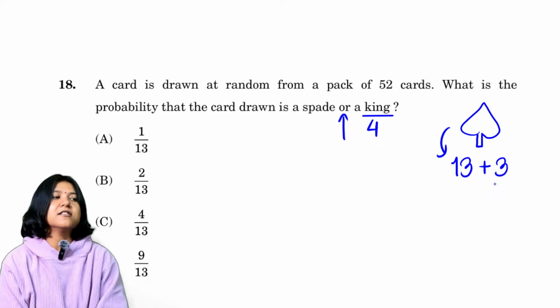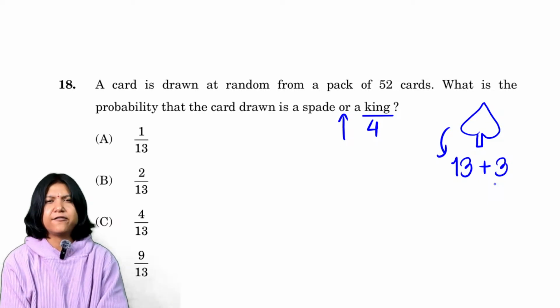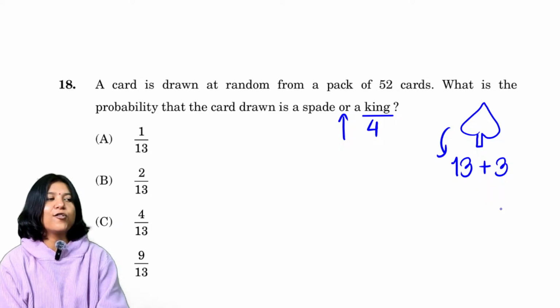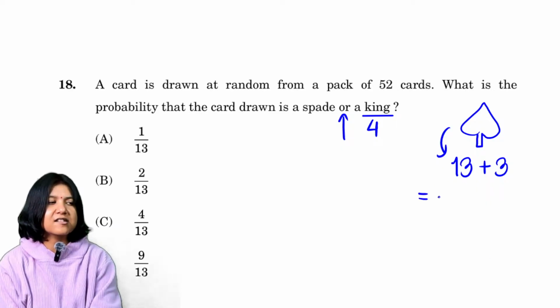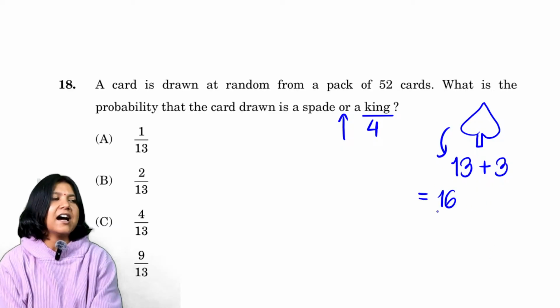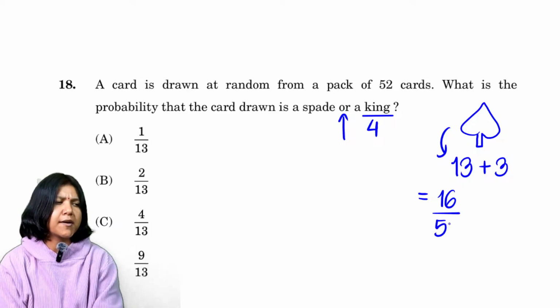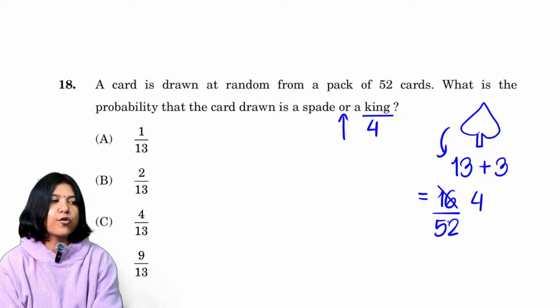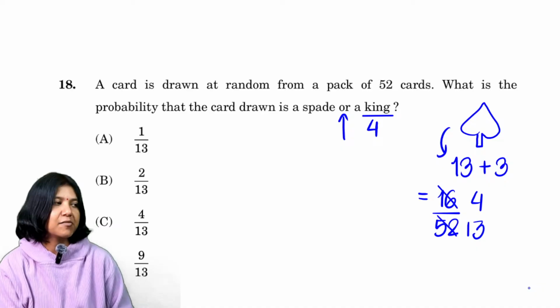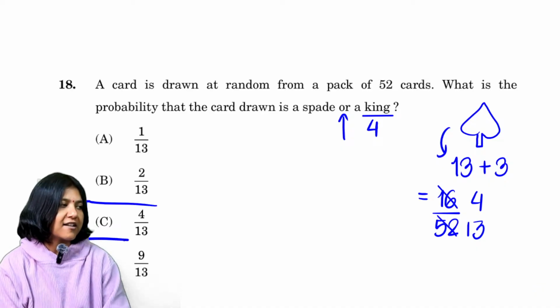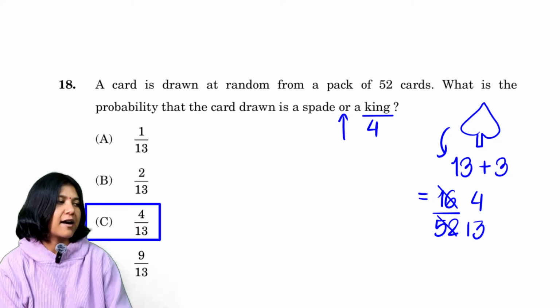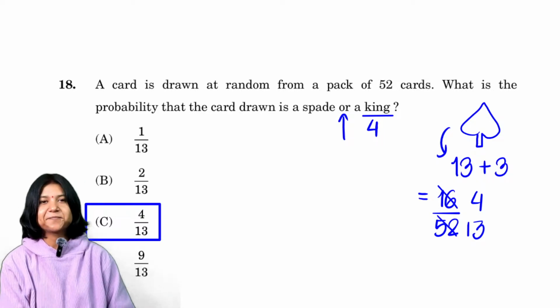So spade, I have 13 spades and I have definitely 4 kings, but 1 king has already been counted while counting the spades. Therefore, the favorable cards are just 16, 13 plus 3, 16. Out of 52 will be the probability, which is definitely reducible by 4. 4 times 4 is 16, 4 times 13 is 52. So the answer has to be 4 upon 13. That is there in my option. Go ahead, mark the option. That's it.